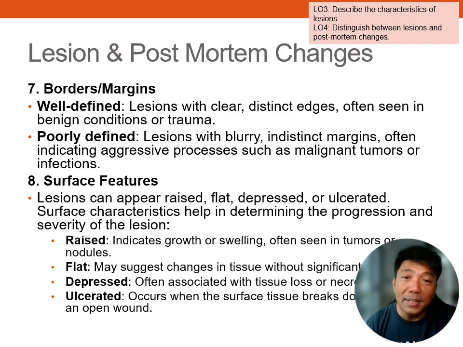The borders of a lesion can also offer important information. Well-defined edges usually point to benign conditions, while poorly defined edges might suggest malignancy. The surface features of a lesion, whether raised, flat, or ulcerated, can also provide clues to the severity and stage of the disease.